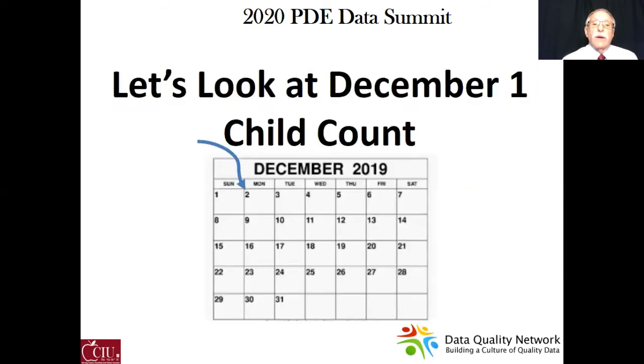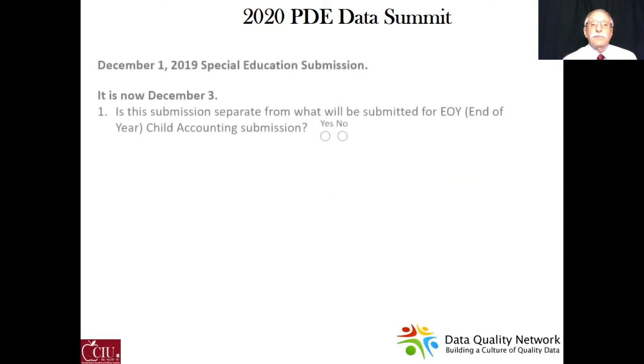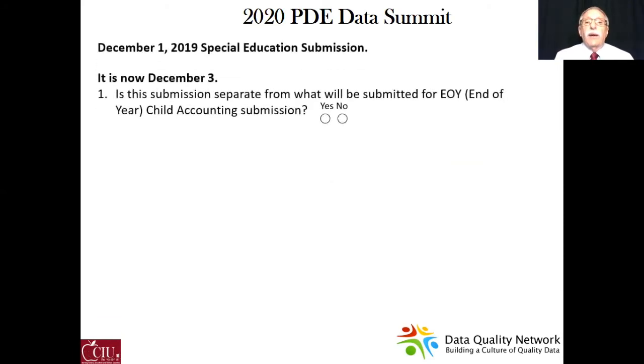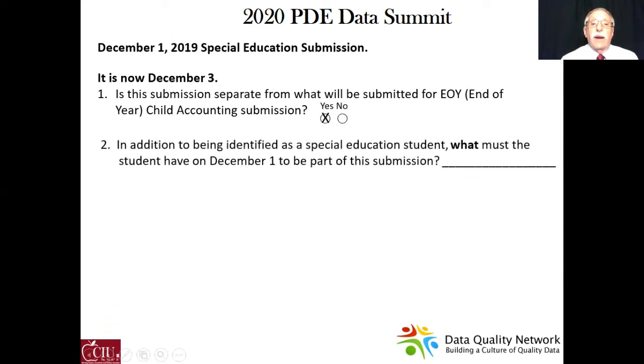So if we go to December 1, even though December 1 occurs on Sunday, that still is going to be the snapshot date. And asking the question, is this submission separate from what will be submitted at the end of the year for child accounting? What do we think the answer is? Special education is special. So yes, it is separate. And in addition to being identified as a special ed student, what must the student have to be part of this submission? Should have an active IEP.